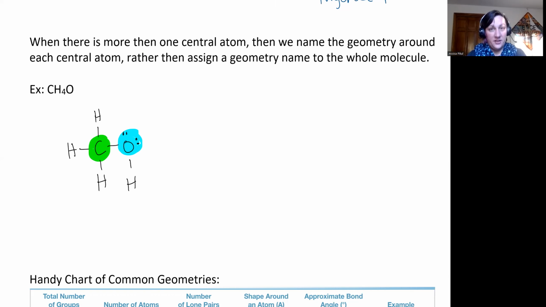So I'm going to hyperfocus on these. So for my carbon, I'm going to look at the carbon and count out all of the atoms that are bonded to it and the lone pairs. So I've got 1, 2 hydrogen, and then it's bonded to this oxygen. So that counts 3 and 4. So I have 4 atoms bonded. And I don't have any lone pairs on that carbon. Now I'm going to look at the oxygen.